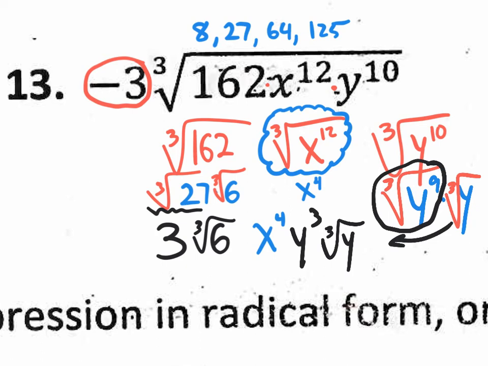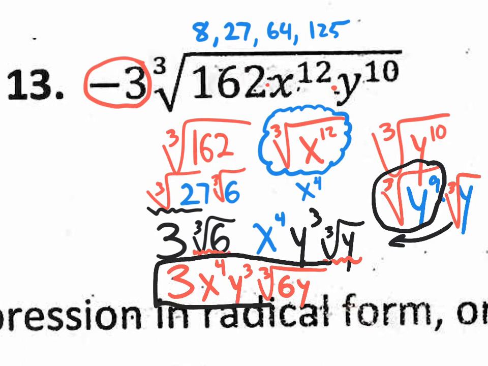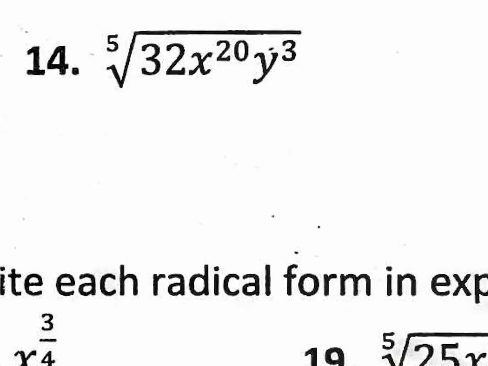I just need to rewrite it. I need to organize it. I want to put the nice numbers out in front, the 3, the x to the 4th, the y to the 3rd, and then I'm going to take this cube root of 6 and this cube root of y. Since I can't do them, I want to put them together as one single cube root of 6y, putting the 6 and the y together. And ladies and gentlemen, that is my answer for number 13 on the practice test.